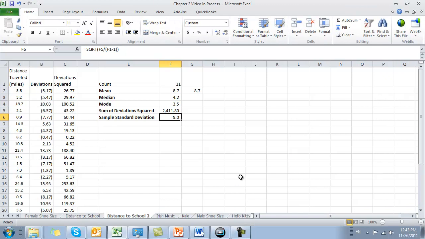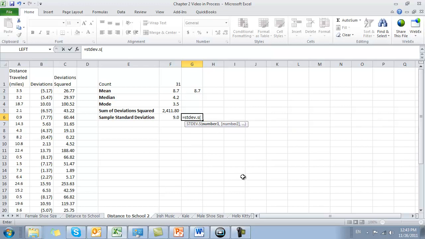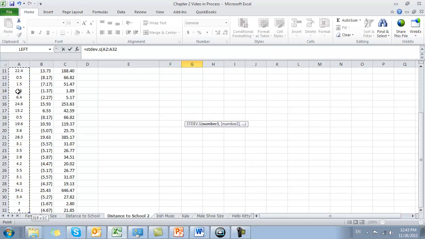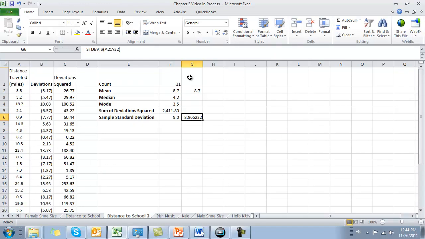Are there other ways we can calculate sample standard deviation? Yes. Equals STDEV.S for sample, P for population. If you leave it blank, it'll also just always assume it's the sample. So there's my sample standard deviation of my raw data. There we have it, calculated at 9 once again. See? Exact same data.